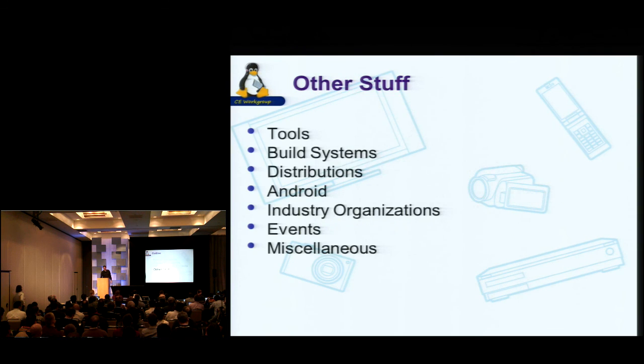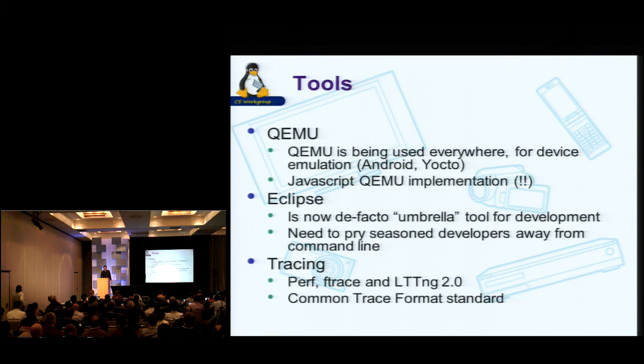Some other stuff really quickly. It looks like a lot of stuff, but I'm going to go fast. In the area of tools, almost everybody now is using QEMU. You see it in Yocto and Android, and I even saw this crazy JavaScript QEMU implementation. Did anybody see that? You can run QEMU in JavaScript in a web page and boot the kernel. That is just too crazy.